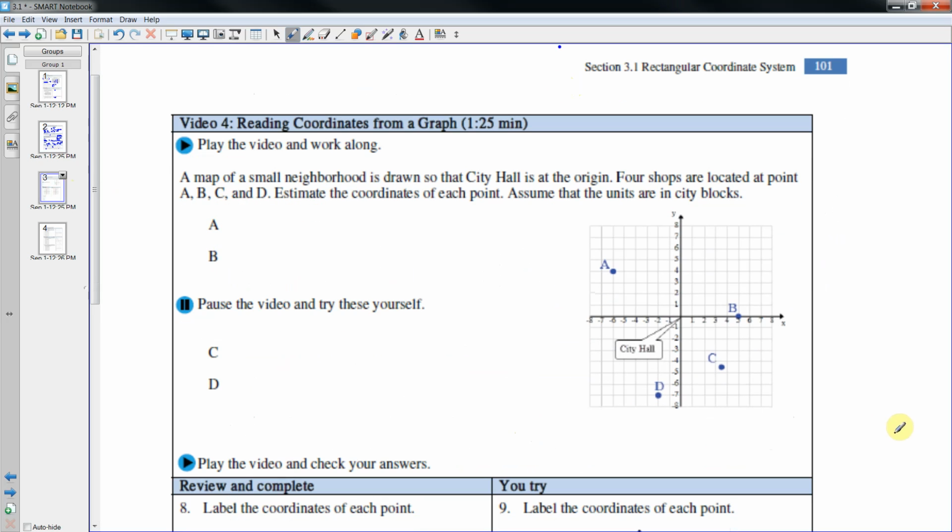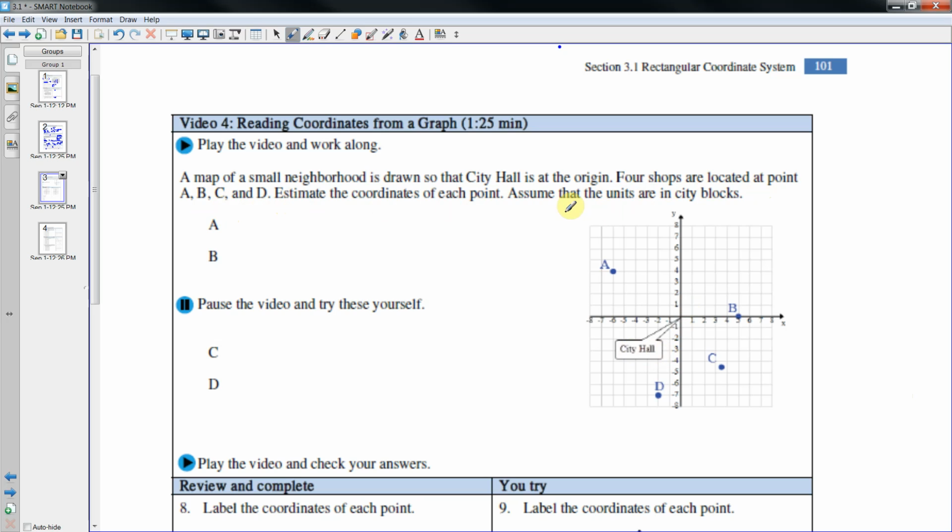Alright, so here we've got dots in the graph, and I'm going to ask you for the ordered pair. In this case, it's a map of a small neighborhood where City Hall is the origin. They've marked City Hall as 0,0, that's the origin. 4 shops are located at points A, B, C, and D. Estimate the coordinates for each and assume the units are on city blocks.